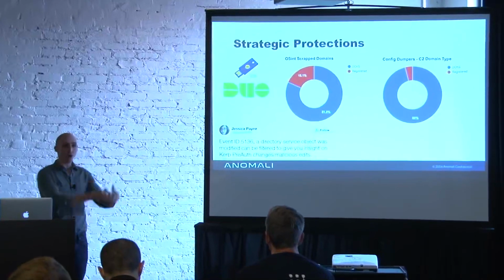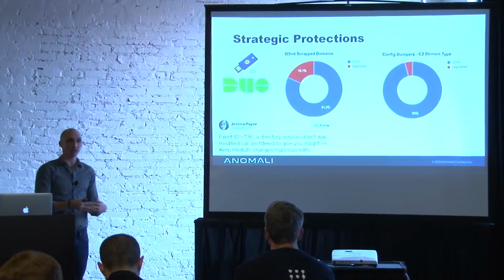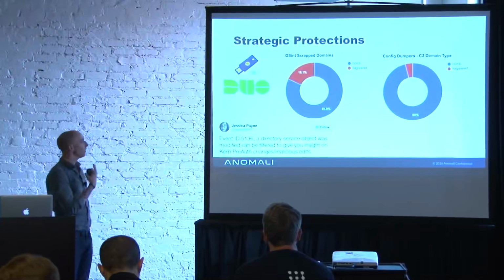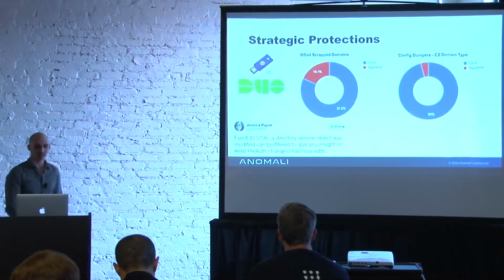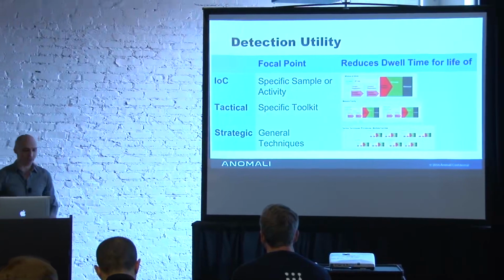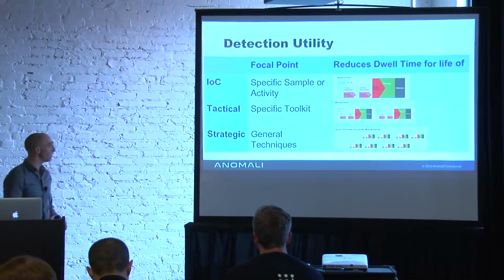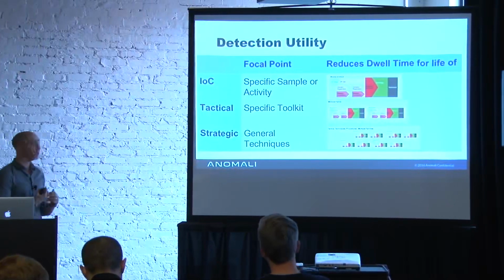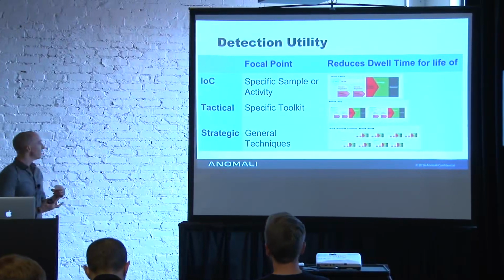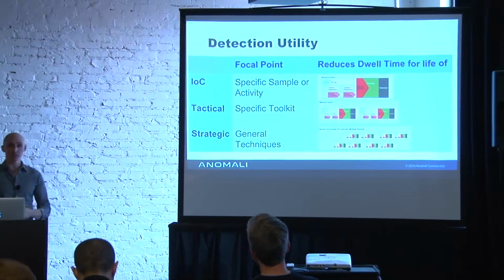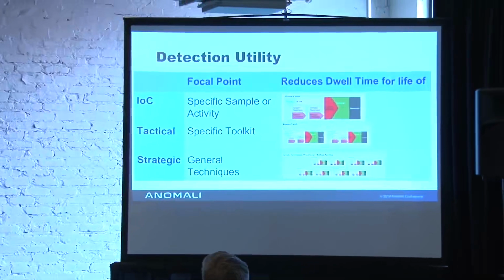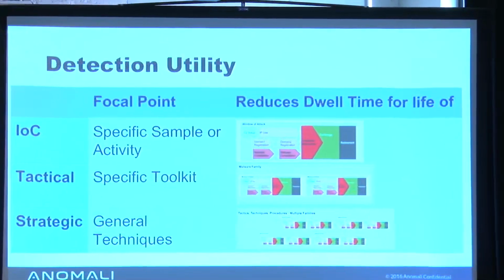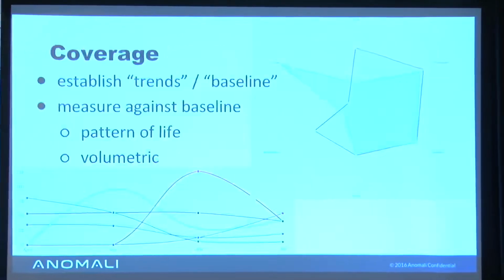The config dumpers, all the config dumpers and malware running through the sandboxes and so forth, 96% of the domains are dynamic DNS. So taking a step back, on detection utility: if you focus on an IOC, you're only going to detect a specific sample or specific intrusion. If you rely upon tactical signatures, you can nullify an entire malware family. And if you focus on strategic signatures, you can nullify entire classes of attack.